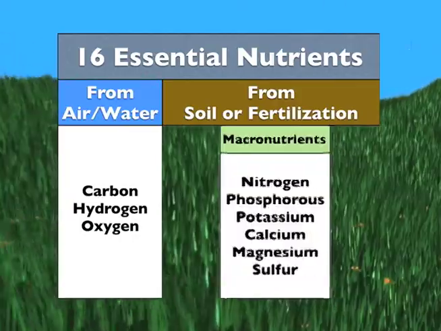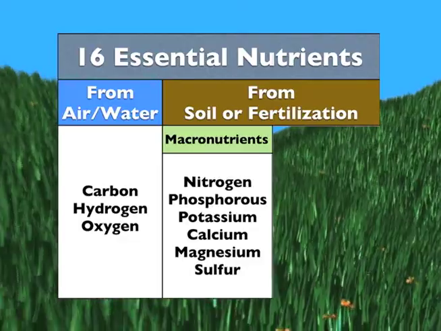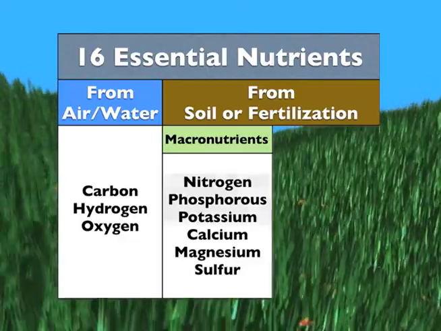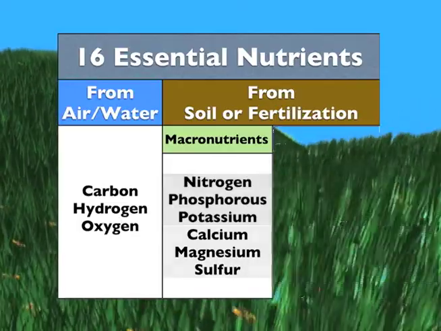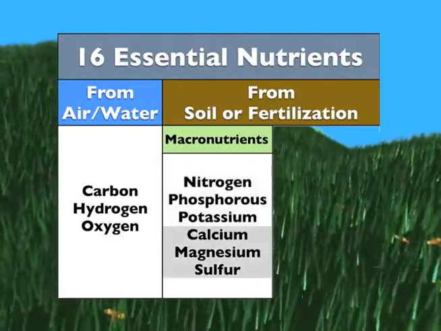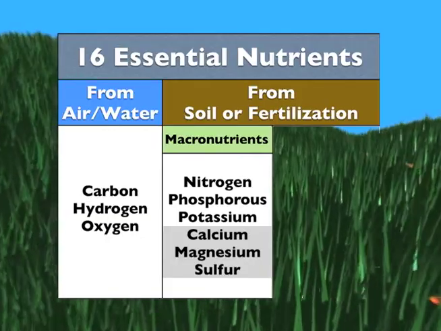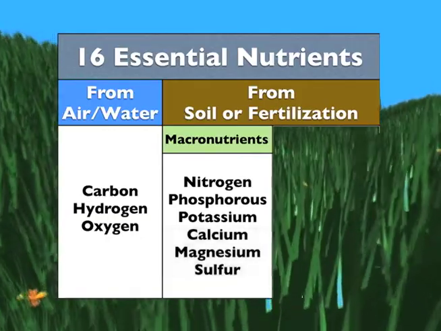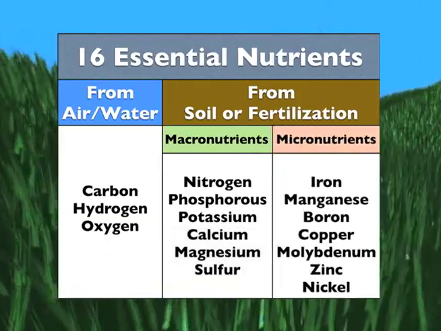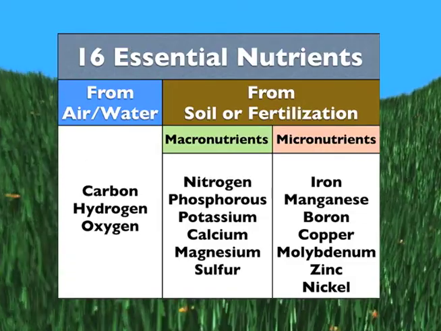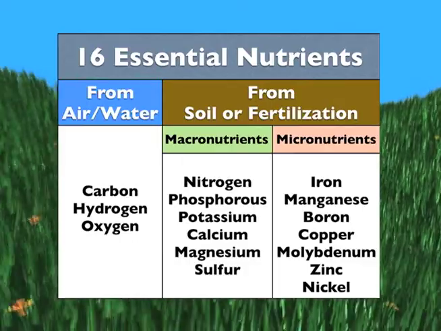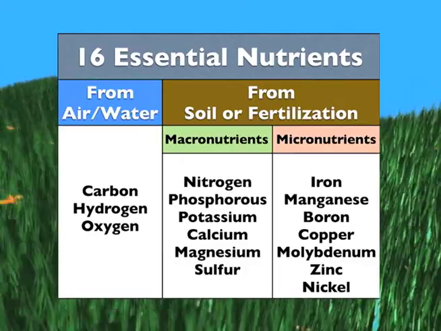The second group, plants need in large quantities and are called macronutrients. Nitrogen, phosphorus, and potassium are used in relatively large quantities. Calcium, magnesium, and sulfur are used in somewhat smaller quantities. The third group, plants need in very small amounts and are called micronutrients. These include iron, manganese, boron, copper, molybdenum, zinc, and nickel.